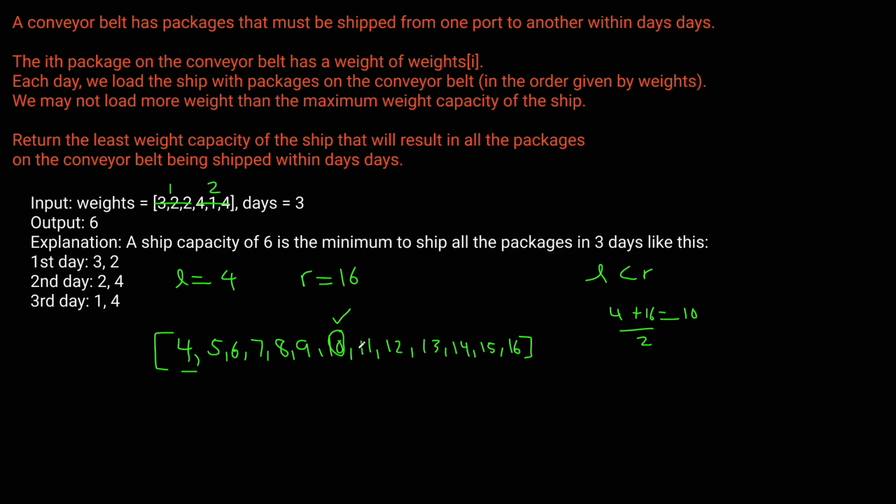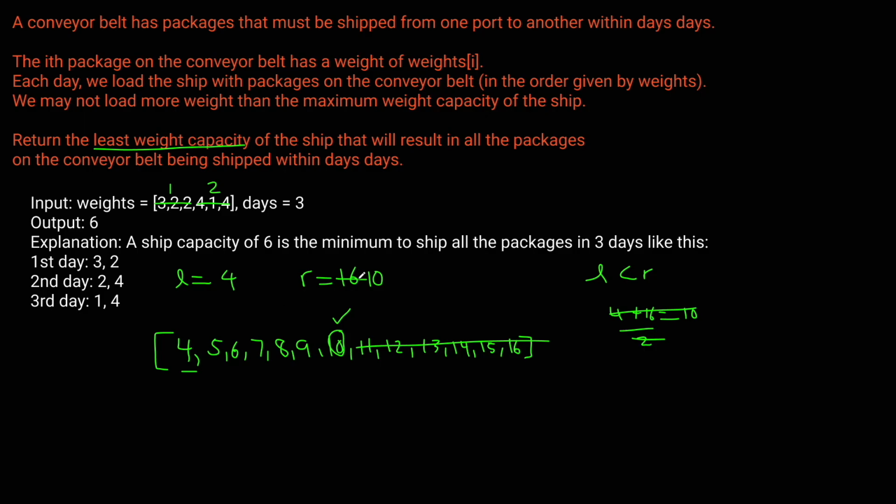We don't need to check anything else here because these are all values greater than 10. And remember, we're looking for the least weight capacity. So we know if 10 works, we don't care about anything to the right of it because we know that at this point, it's fine. 10 could be our potential solution. We don't need to try anything larger than 10 because we're looking, again, for the least weight capacity. Cool. So now our right, if we remember back from the code, is going to equal whatever the midpoint value was. So now our right is going to be 10.